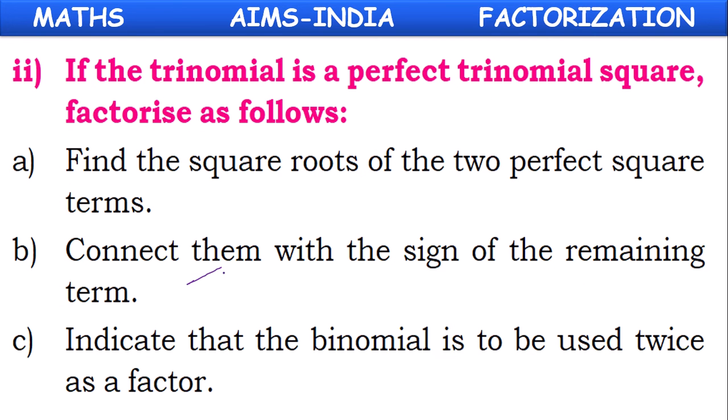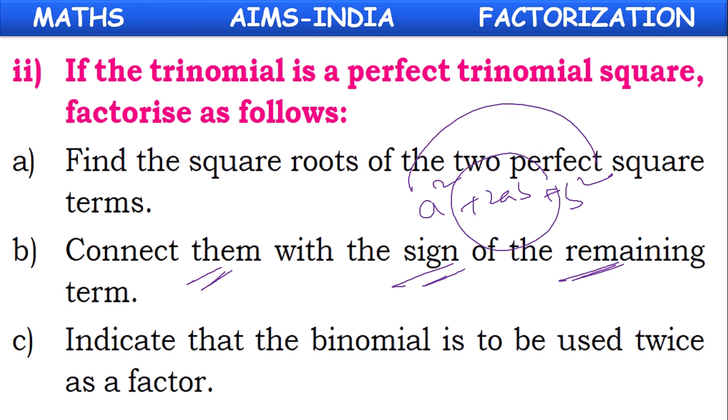Then we have to connect them with the sign of remaining term. In a square plus 2ab plus b square, if these 2 are perfect squares, what is the remaining term? 2ab. We have to connect the square roots of first and third terms with the sign of remaining term. Remaining term is having plus sign, so these 2 should be connected by plus symbol.